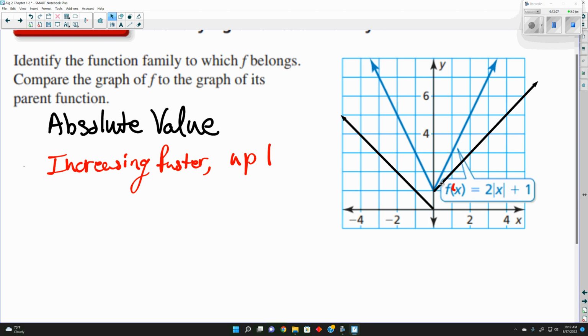Because really, even if I moved both of these up 1, we can see that the blue one is increasing at a faster rate. Now we'll get into it, but that increasing at a faster rate is actually called a vertical stretch, because we're stretching it vertically. It's increasing faster. But that's it. Once we get into more technical terms, we'll define that increase by a vertical stretch, and we'll know what the factor is. And it is up 1.